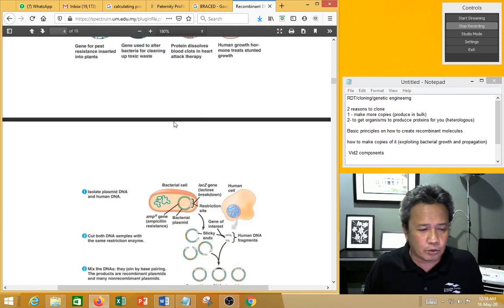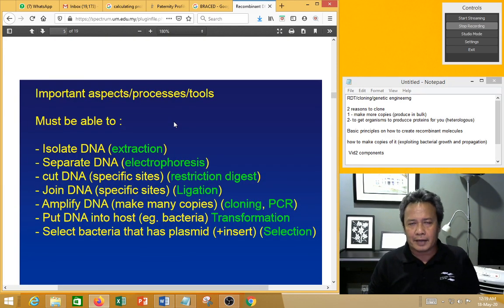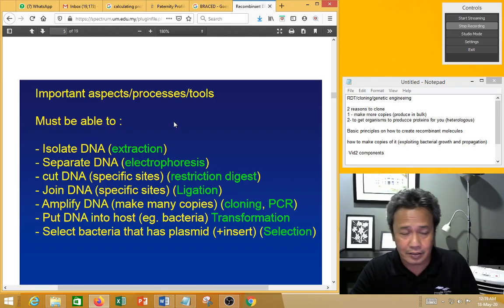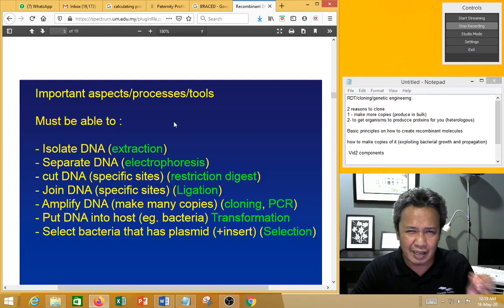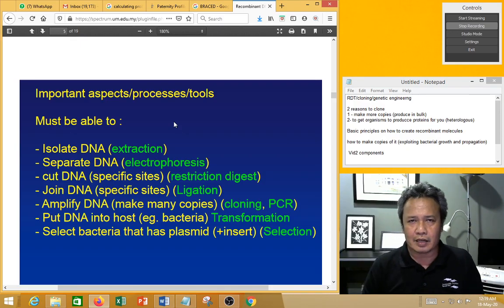To do all this you need tools, and the main tools or aspects or processes that are involved in cloning are these ones. Some of them we are going to look at a little bit more closely so that you can understand the process of cloning in bacteria. First of all, you must be able to extract DNA. You must learn how to get the DNA out of the cell.